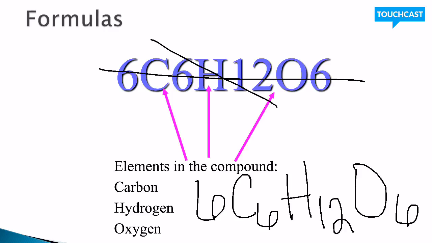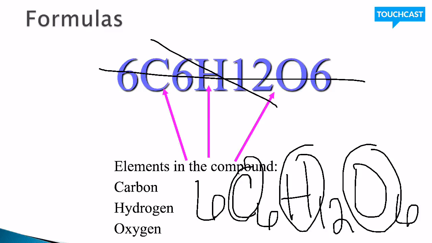So we want to identify the elements in this compound. Well, right there is the answer. But how do you know this? You're looking for the chemical symbol. Capital C, capital H, and capital O. I have 3 elements in that formula.